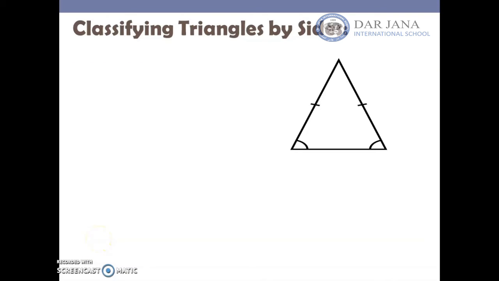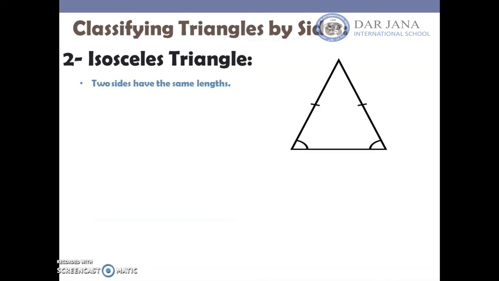Okay, this is part 2. We will continue by classifying triangles by sides. And now we reach the isosceles triangles. Isosceles triangles are the triangles that have at least two sides with the same length and two angles that have the same measure. These are examples of isosceles triangles.